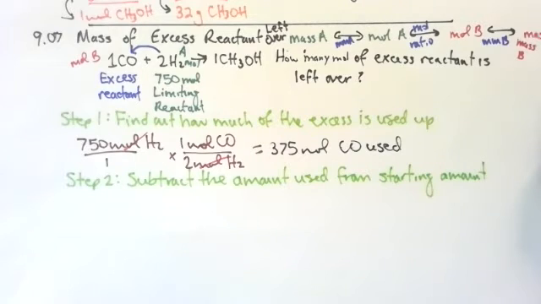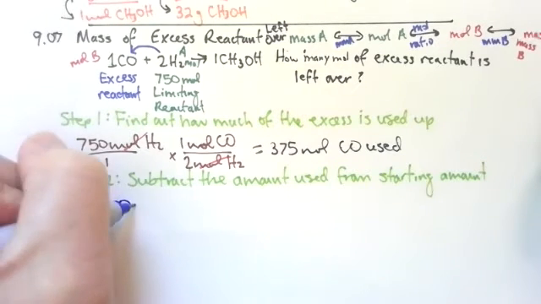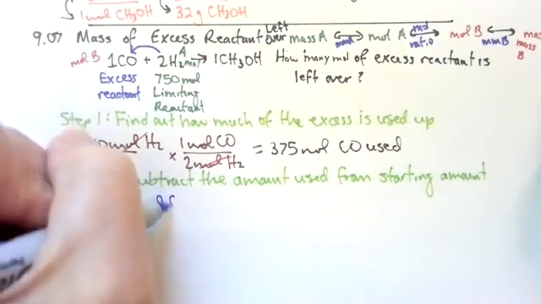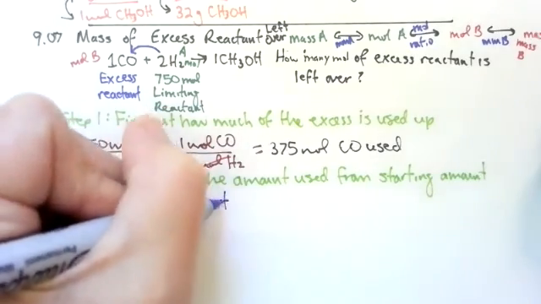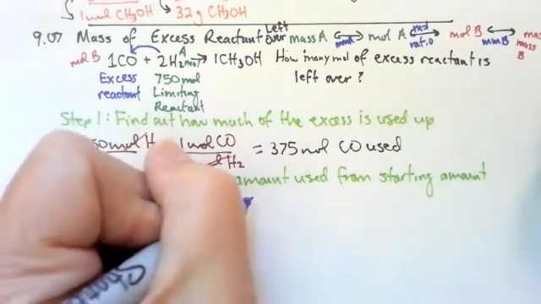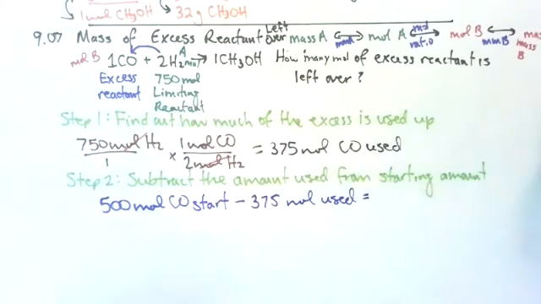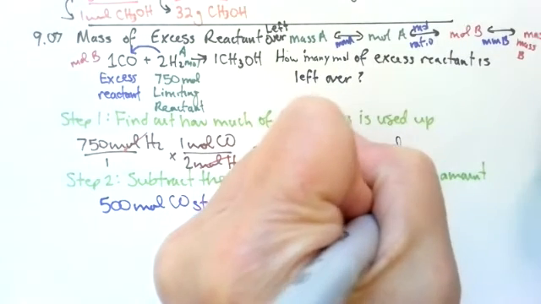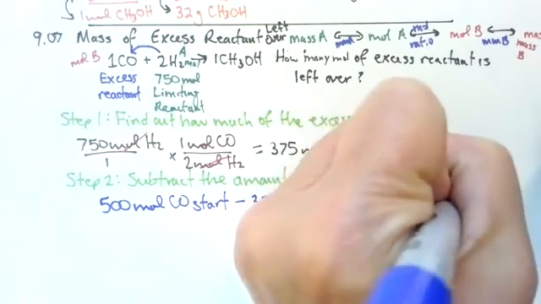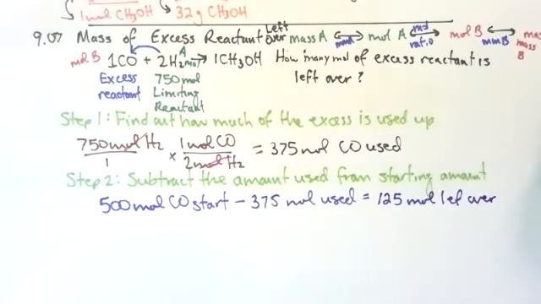It told me back in part A that I had 500 moles of carbon monoxide to start with. If I subtract from that the 375 moles used, I get 125 moles of leftover carbon monoxide.